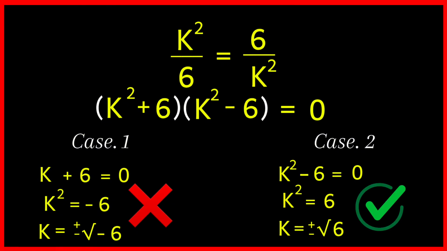Finally, we can check our answers by substituting them back into the original equation. And we will see that both values satisfy the equation correctly. Therefore, the final answer is k equals root 6 or k equals minus root 6.